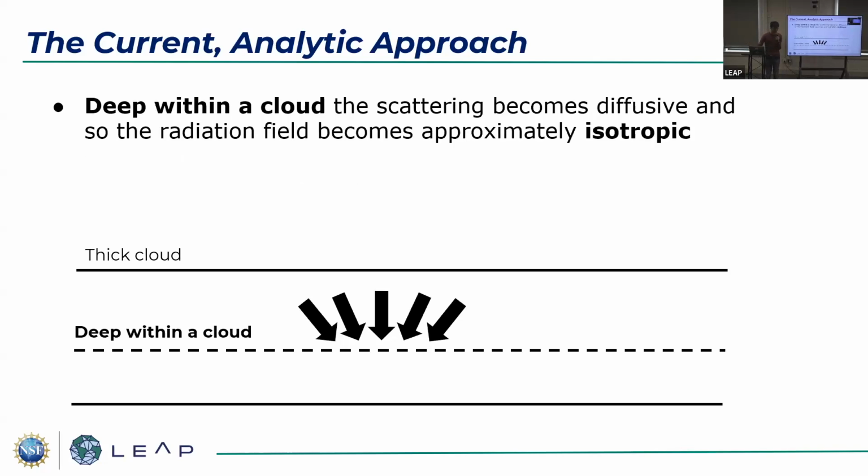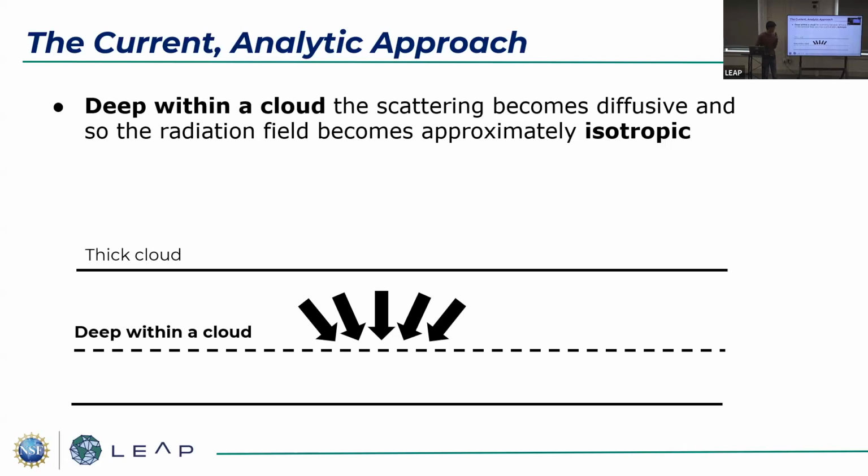There is some logic to doing this because deep within a cloud, the scattering becomes diffusive, and so the radiation field becomes approximately isotropic. And so basically, in the old schemes, the analytic methods, usually you will either assume that your radiation field is isotropic, or not quite isotropic. There's some nuance, but yeah, so approximately isotropic, or you assume that it is very anisotropic, so it's almost like a delta function. And in both those cases, you can get some nice analytic solutions.